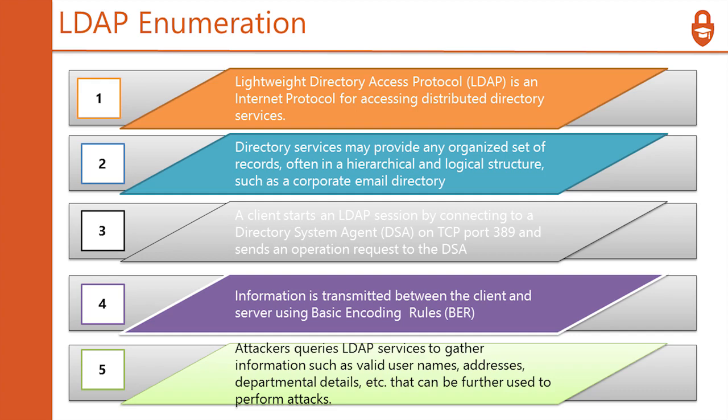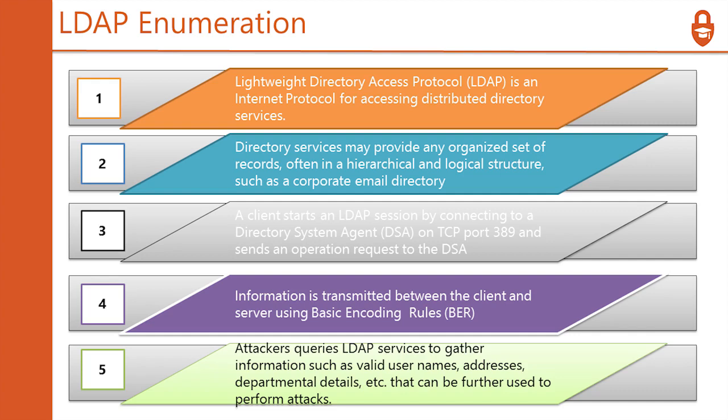A client starts an LDAP session by connecting to a directory system agent, or a DSA, on TCP 389 and sends an operation request to the DSA, the directory system agent. Information is transmitted between the client and the server using basic encoding rules, or BER, and the attacker queries the LDAP service to gather information such as valid user names, addresses, departmental details, etc., that can be further used to perform attacks, whatever's stored in there.